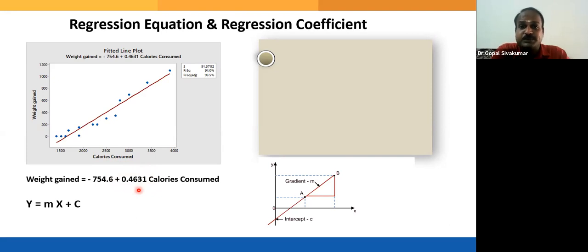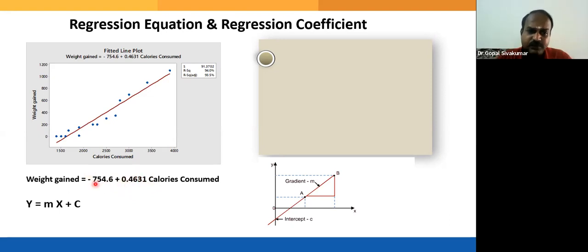Or in order to increase my y, what should I do? I'm telling you, increase your x. How do I say? Look at the symbol of the regression coefficient. It is plus. That means positive correlation. And how much will be the change in the y? This number is telling me.